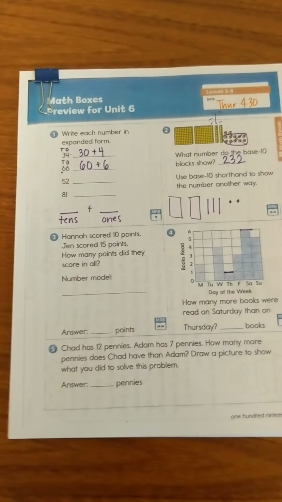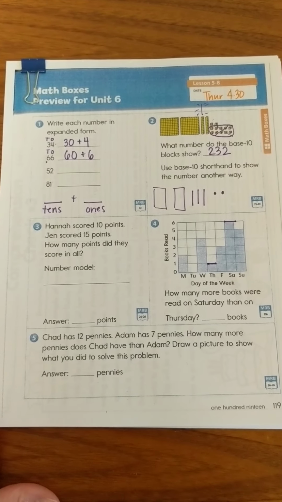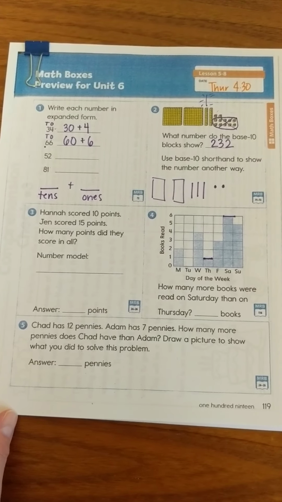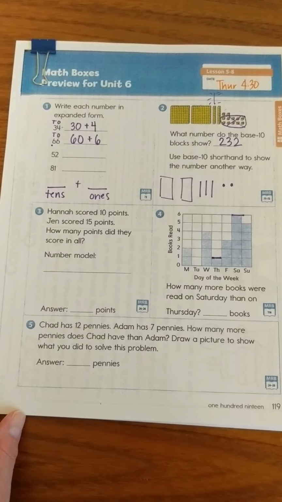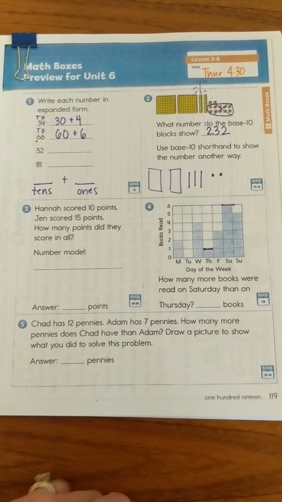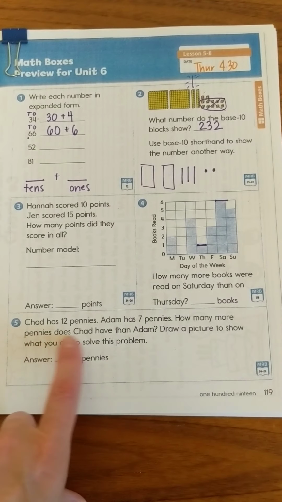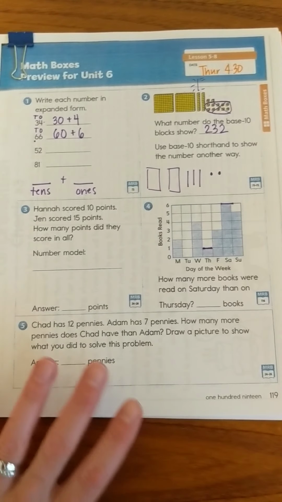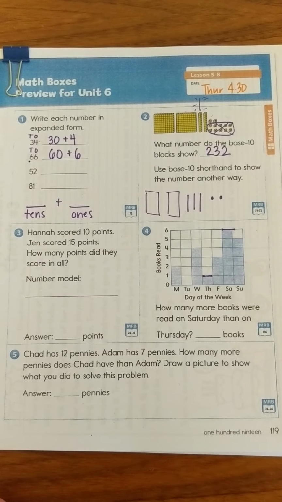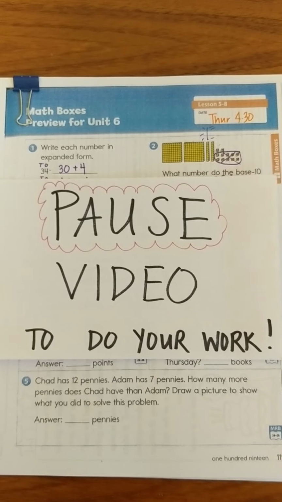Then down here at the bottom, Chad has 12 pennies. Adam has 7 pennies. How many more pennies does Chad have than Adam? Okay? So, they want you to draw a picture to show what you did to solve this problem. So draw a picture. Again, Chad has 12, Adam has 7. How many more pennies does Chad have than Adam? See if you can think of a way that you could draw a picture to show how you solve that. You can probably solve it in your head, but they want you to show it in a picture as well. So I'm going to have you go ahead, pause your video to do your work, and when you come back, we'll go over the answers.